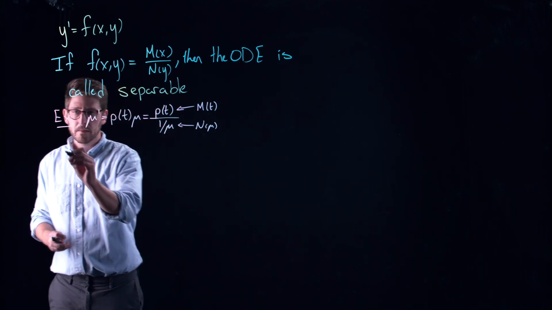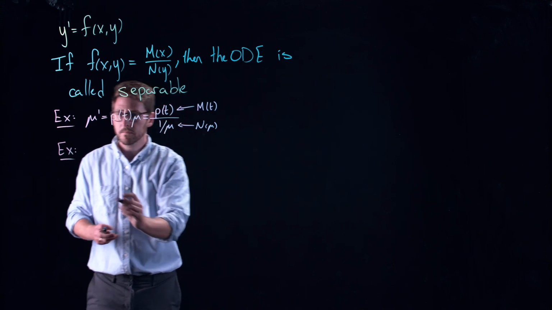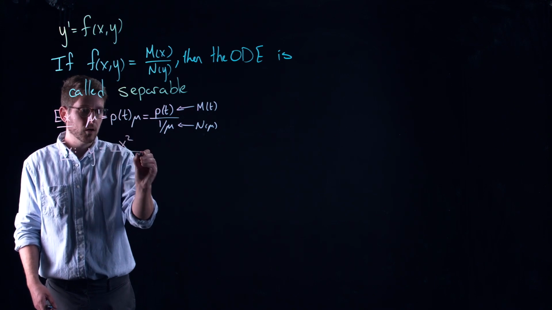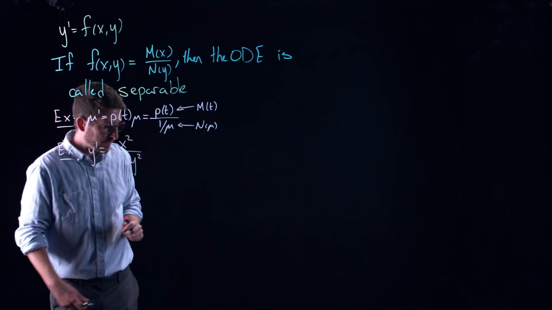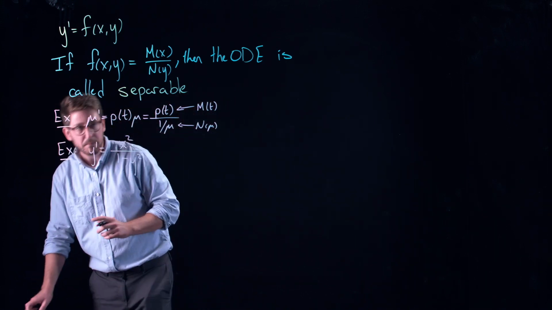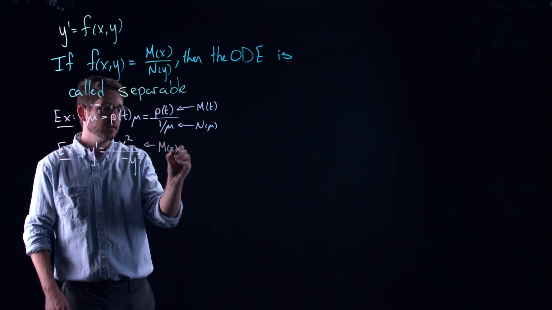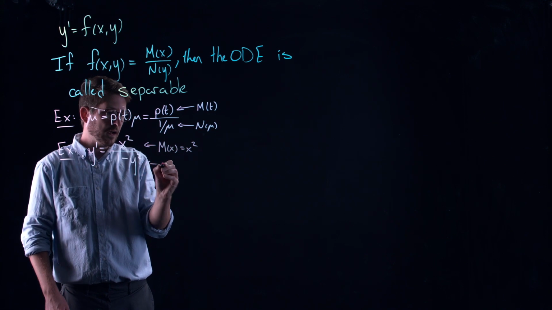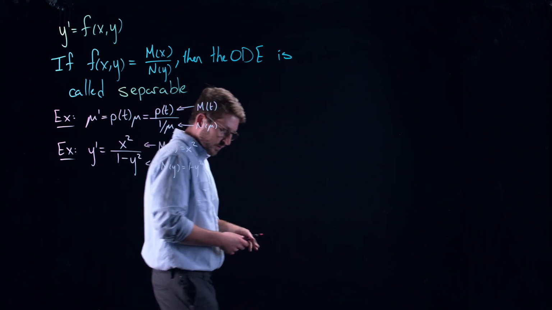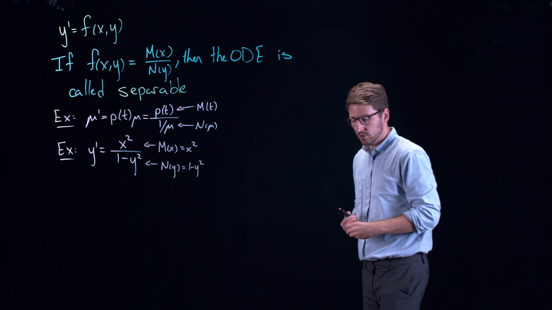So let's look at a different example. I'll go back to x's and y's to make everybody comfortable. Let's do y prime is equal to x squared over 1 minus y squared. Okay, now I went back to x's and y's. Hopefully you're happy. But now we can see that we've got m of x equal to x squared. And down here we've got n of y equal to 1 minus y squared. Good. That is a separable equation. We have separated out the x's and y's in this quotient.